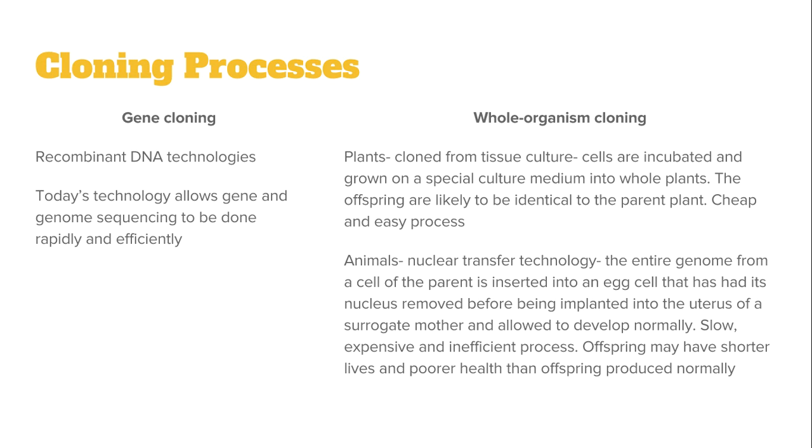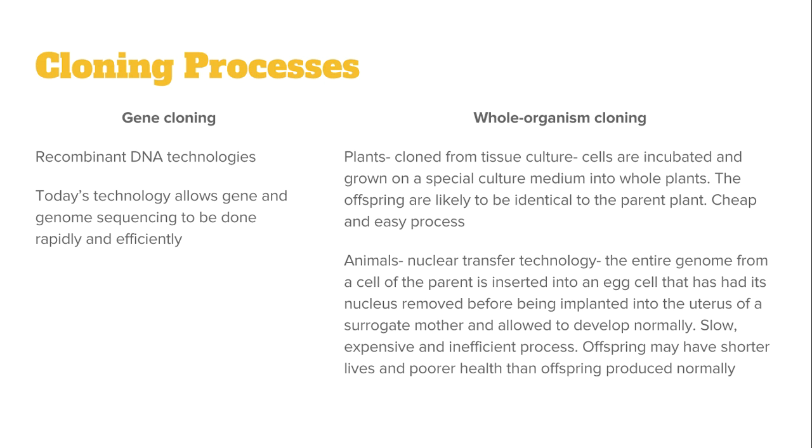So how do both these types of cloning work? What is the process? In gene cloning, we're using recombinant DNA technologies, which allow gene and genome sequencing to be done rapidly and effectively. When we talk about whole organism cloning in plants, we're talking about them being cloned from tissue culture. These cells are incubated and grown on a medium, and they grow into whole plants. The offspring are likely to be identical to the parent plant, and it's a cheap and easy process.